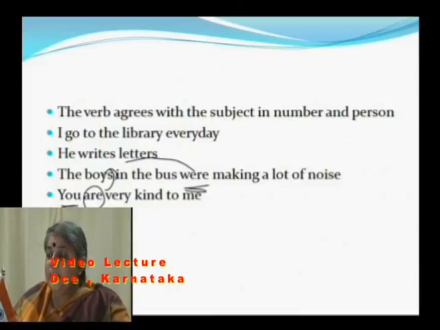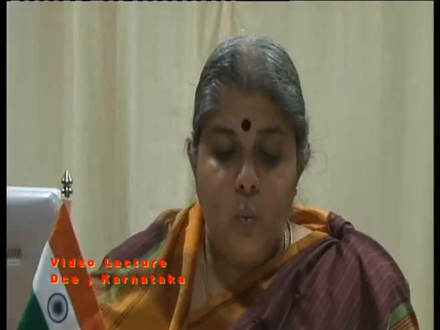Then the verb should agree with the subject in number and person. So today we have understood the verbs.